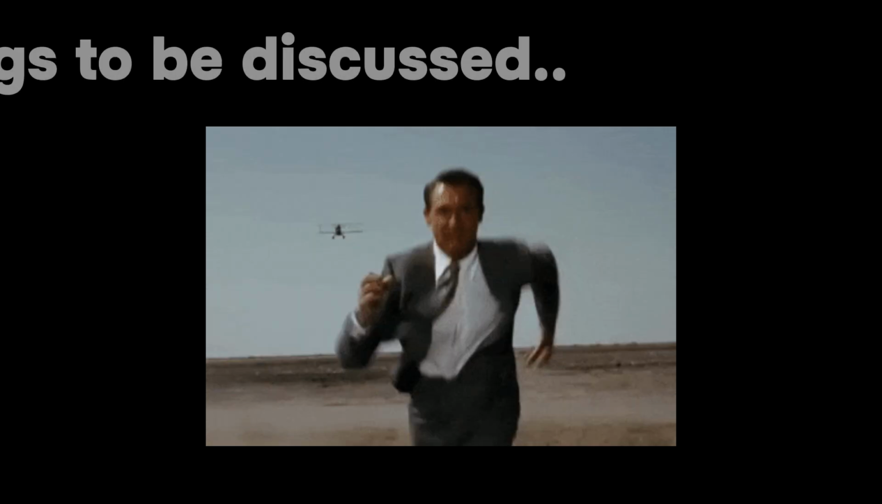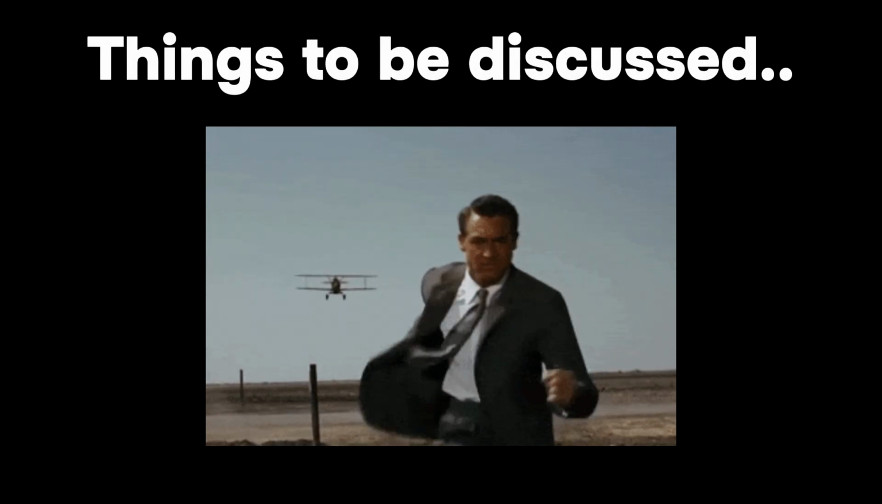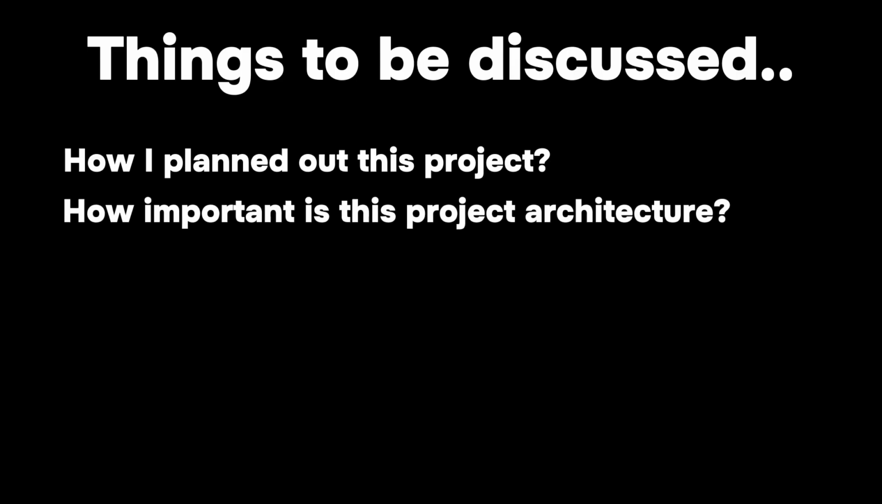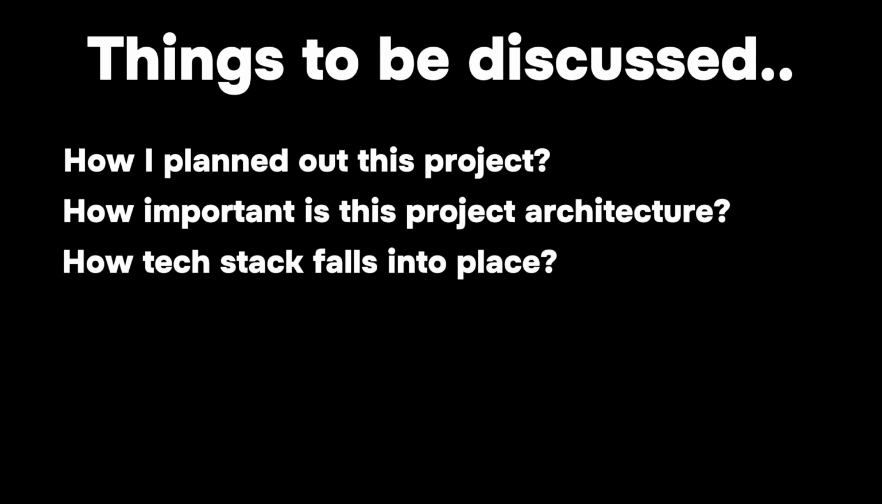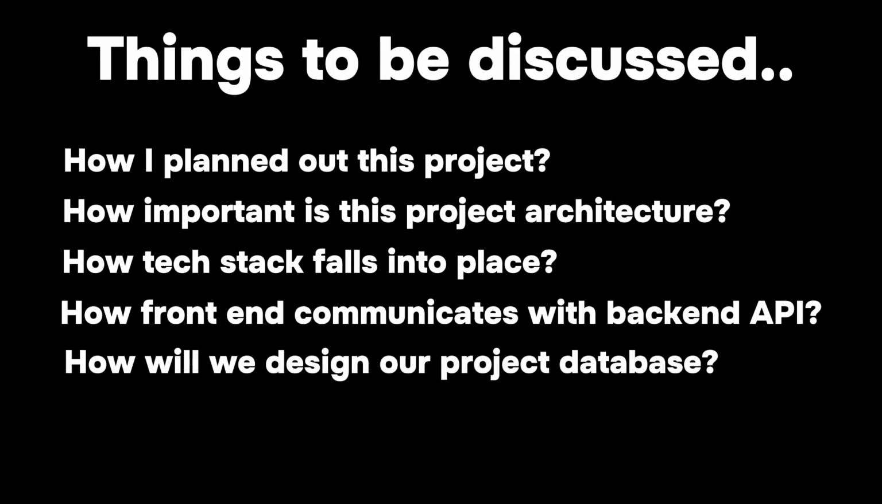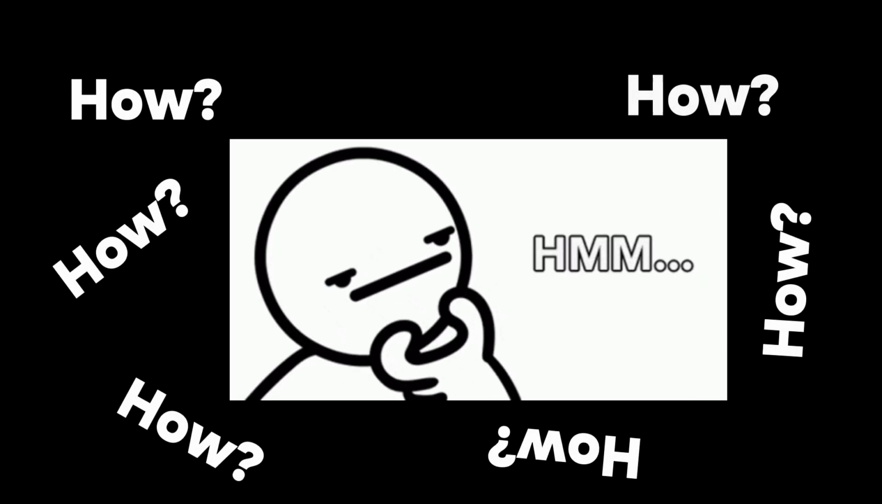This is where I will address some key areas and issues such as how I planned out this project, how important this project architecture is for a full stack project, and how our tech stack actually falls into place in this architecture. How will our front end communicate with our backend API? And lastly, how we will be designing our database for this entire project. With so many hows to figure out, let's start with the first one.